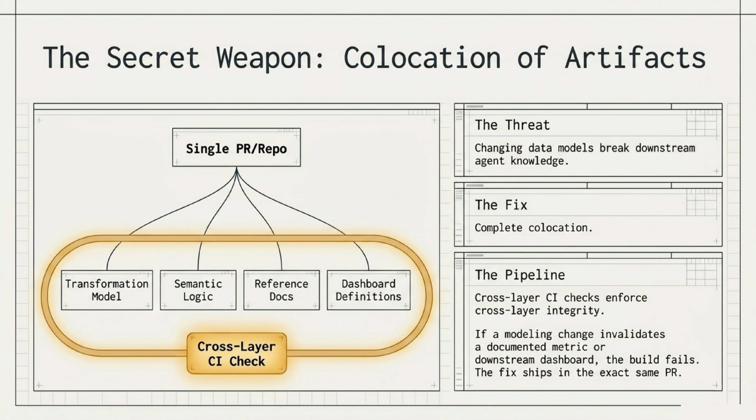Now, here is our secret weapon for maintaining these foundations: collocation of artifacts. The biggest threat is that changing a data model will break the downstream knowledge of your agent. Our fix? Complete collocation. We keep transformation models, semantic logic, reference docs, and dashboard definitions in a single repository. By using cross-layer CI checks, if a modeling change invalidates a metric, the build fails. The fix then has to ship in the exact same PR, ensuring cross-layer integrity.